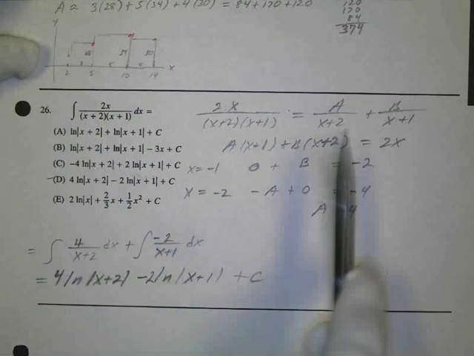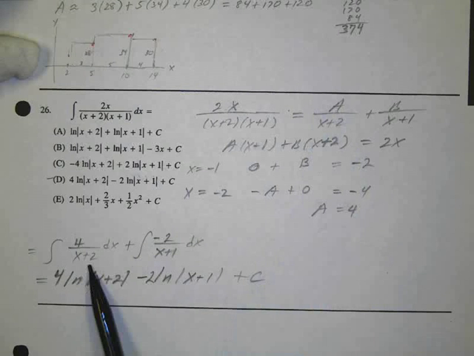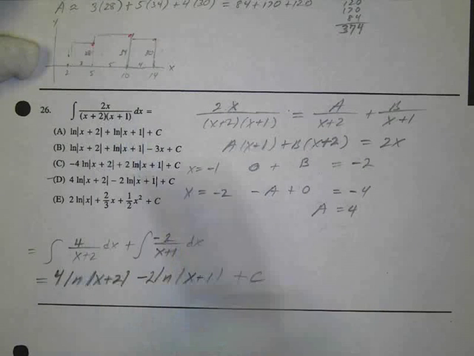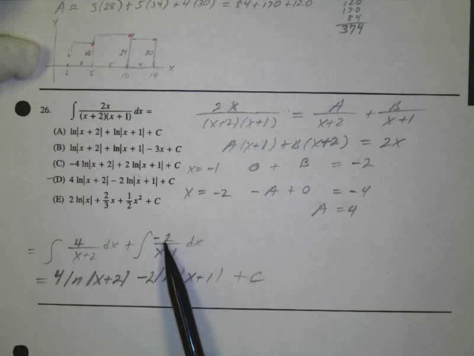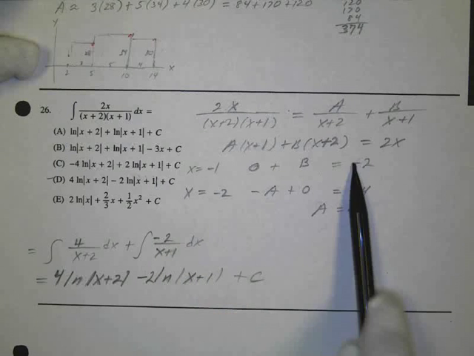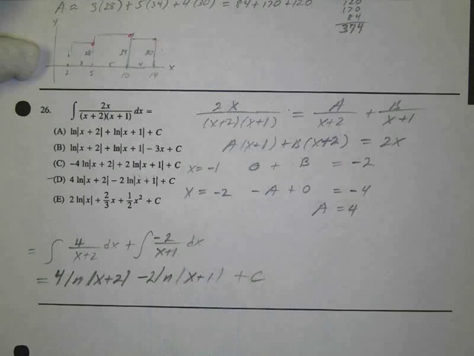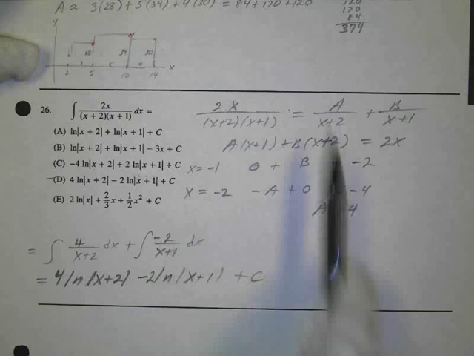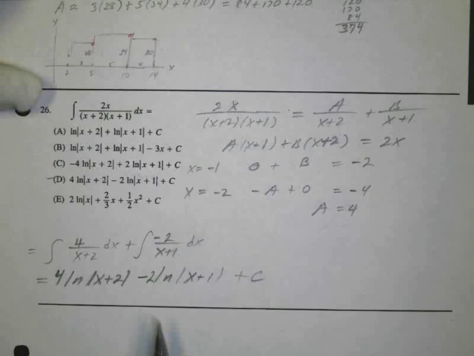I can write this integral as the integral of 4 over x plus 2, and I broke it up, plus the integral of negative 2 all over x plus 1. So I kind of broke this up into 2 integrals, like this.